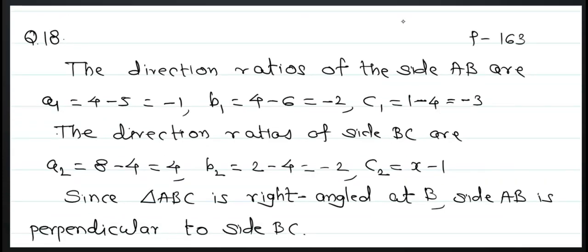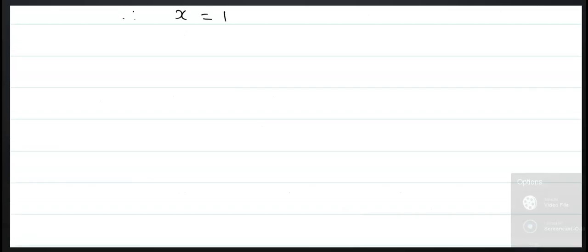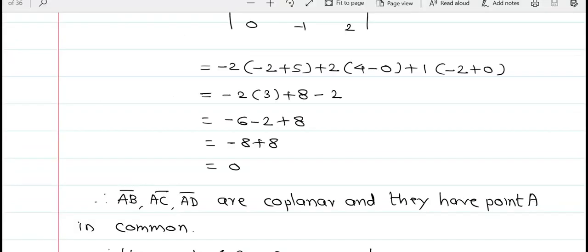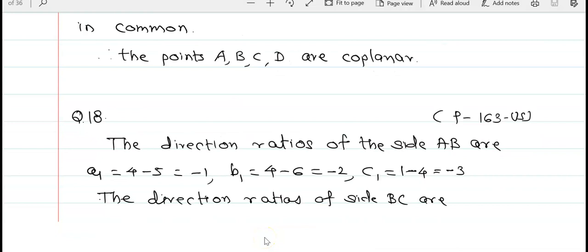It is on page number 163. Unsolved question. Now see this 7 here. The direction ratios of the side AB are, that is, subtract the point B from A: A1 is 4 minus 5, minus 1; B1 is 4 minus 6, that is equal to minus 2; C1 is 1 minus 4, that is equal to minus 3.